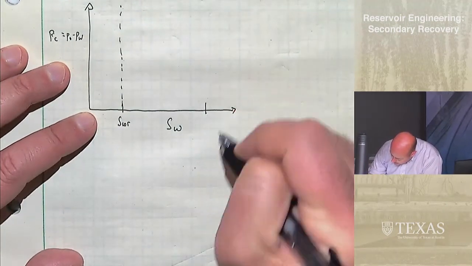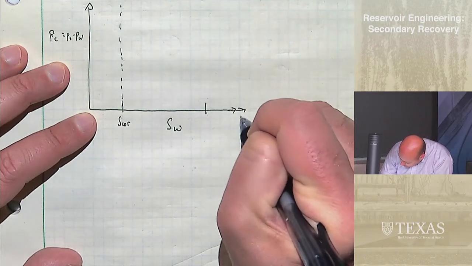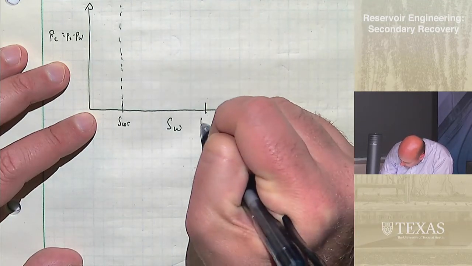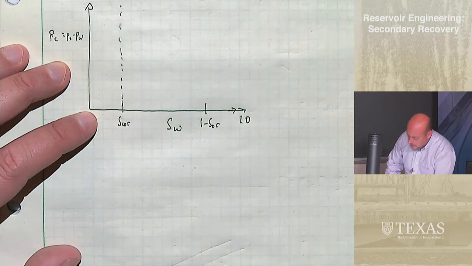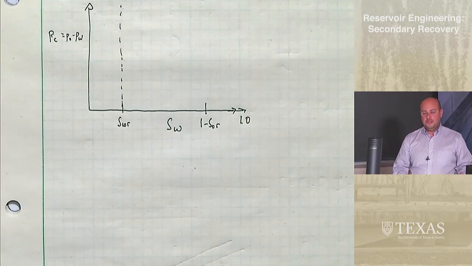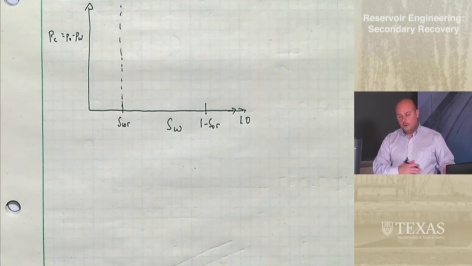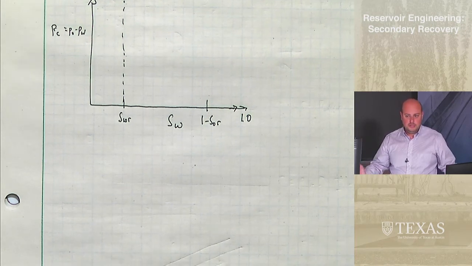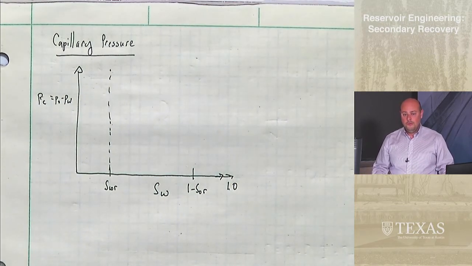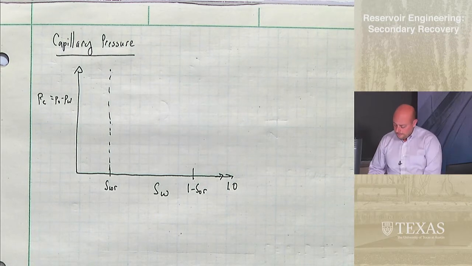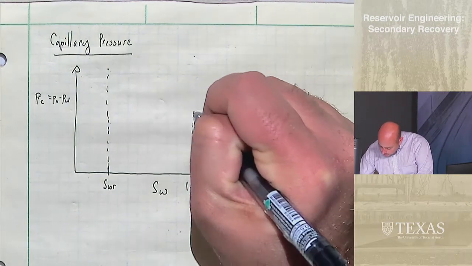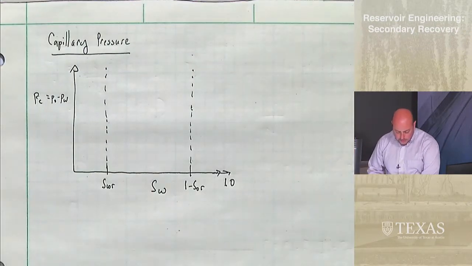And then on the other end, you could go all the way to 1 over here, but here this is 1 minus SOR. So if all of a sudden you started injecting water and water displaces the oil, you wouldn't get all the oil out. Some of the oil is left behind. So that's going to be a big theme of this class, that no matter what we do, there's going to be oil left in the reservoir. And so I'll draw a line right over there too.